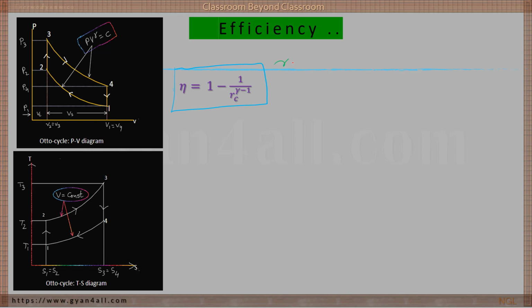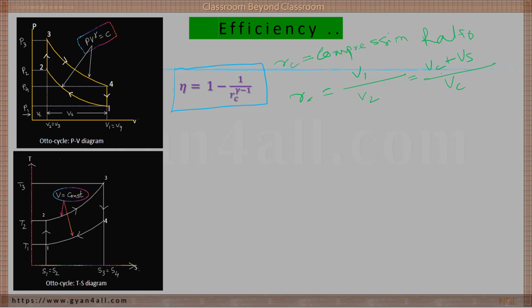Now, what is this RC? Compression ratio. You always say compression ratio. Now, RC is equal to what? From this diagram, we can say V1 by V2, and that is equal to Vc plus Vs divided by Vc. And this we discussed in the previous class.